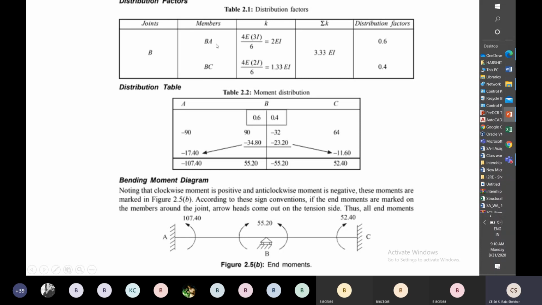For that, first we need to calculate rotational stiffness. Rotational distribution factor is the ratio of K by sigma K, which we have already seen. First we need to calculate K, that is stiffness or rotational stiffness. Rotational stiffness, when the far end is fixed, is 4EI by L. When the far end is hinged, it is also 4EI by L.